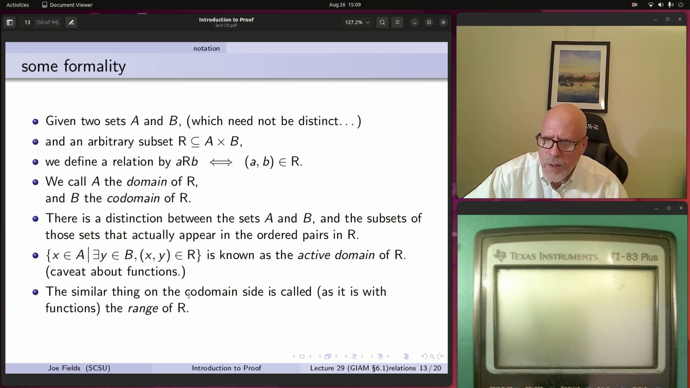Okay, I know you've already said this too. The codomain side, that's the right-hand side or downstream side, if you're thinking about the direction of the arrows. We have a similar idea. The things that actually appear as right-hand elements in some of the ordered pairs in R, that's called the range.